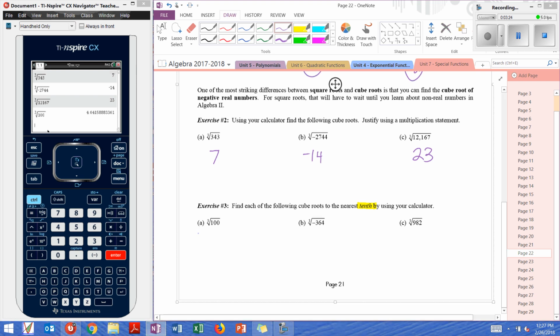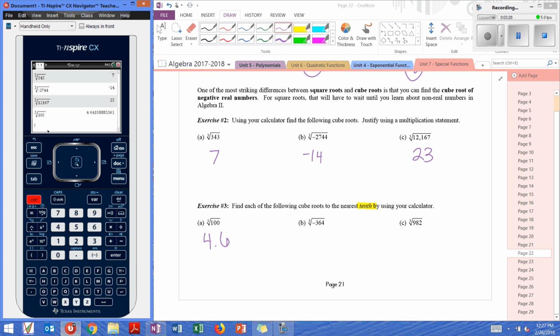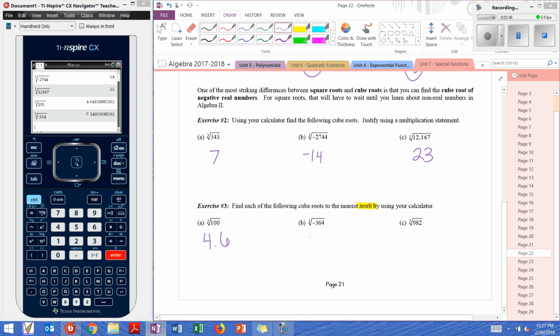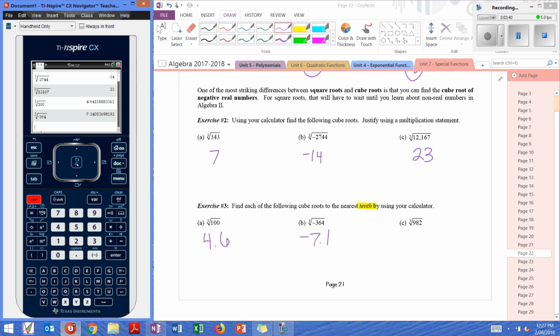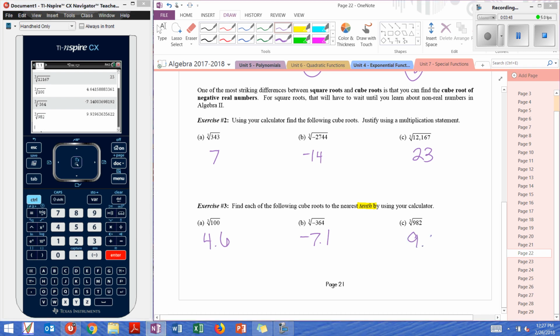So what do we have here? 4.6. -364, so we know that the number will be negative. So if we round it, -7.1, and then lastly, what's going on in here? 982, and that is 9.9.